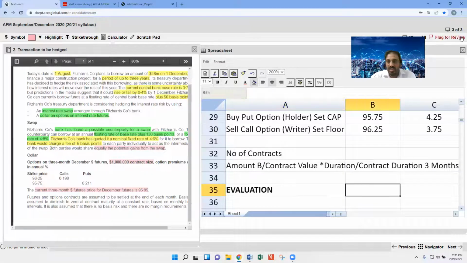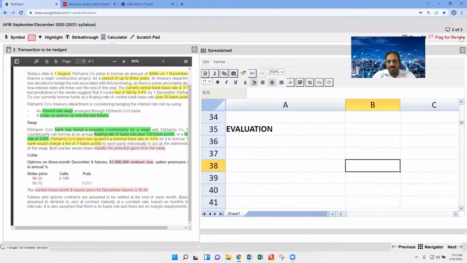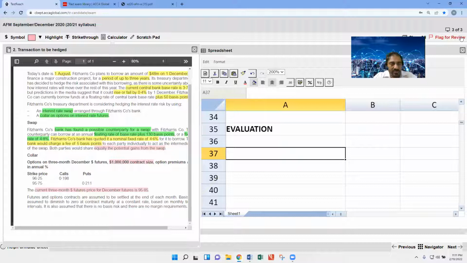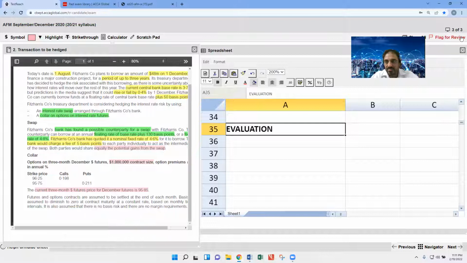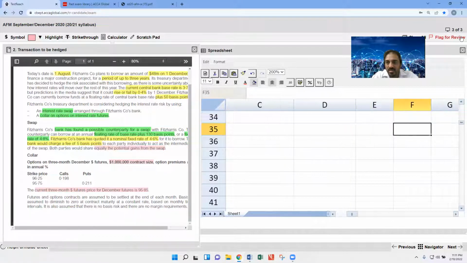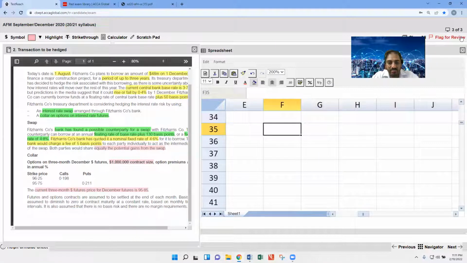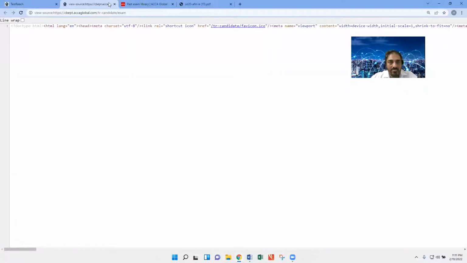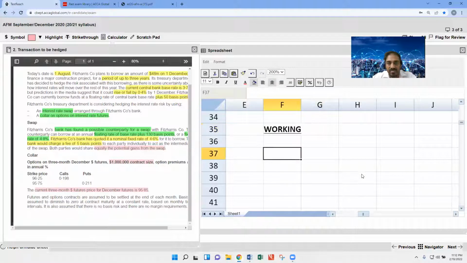Okay, now it's time for the evaluation of the callers. Before entering the details about the evaluation of the callers, the very first thing is to make sure that you have done one working. Sir, what working? The working about estimated futures. We all know that now is 1st August.